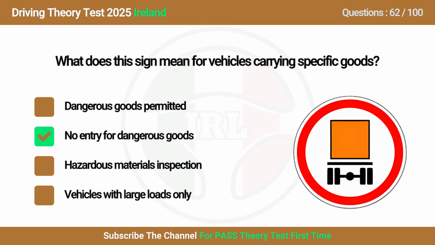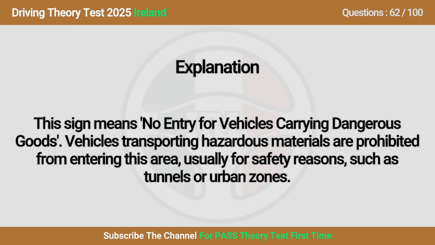Answer is B. No entry for dangerous goods. This sign means no entry for vehicles carrying dangerous goods. Vehicles transporting hazardous materials are prohibited from entering this area, usually for safety reasons, such as tunnels or urban zones.